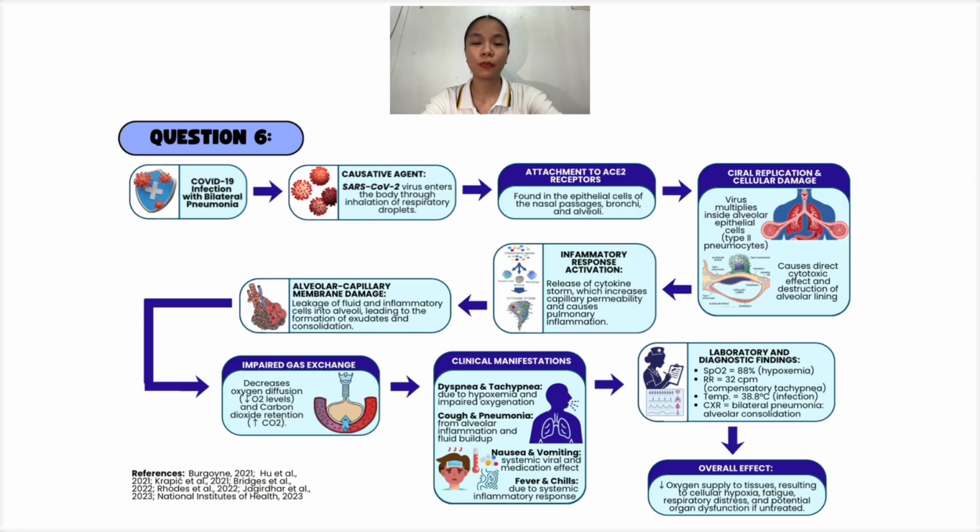And overall, these symptoms arise because COVID causes alveolar inflammation and fluid buildup, which prevents normal gas exchange. And this leads to low oxygen levels, increased respiratory effort, fever, and other systemic manifestations as the body attempts to compensate and fight the infection. And that concludes the explanation for question number 6.